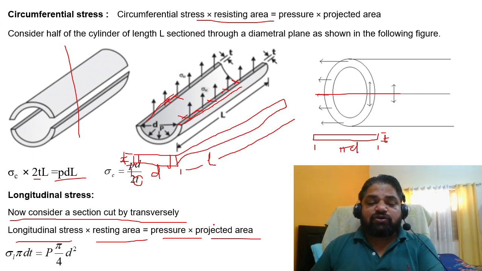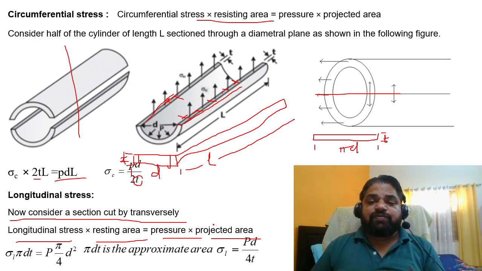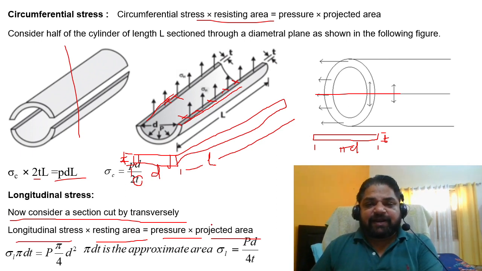If I equate both, I get sigma L is equal to PD by 4T, using the approximated area I just talked about. Sigma C I got as PD by 2T, and sigma L is PD by 4T for the case of a thin cylindrical shell, by neglecting sigma R, or by neglecting the internal pressure.